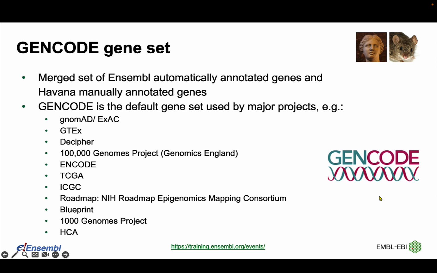We also have what we call the GenCode gene set. The GenCode project focuses on the Ensembl human and mouse gene sets, and it is the merged gene set of the Ensembl automatically annotated and the Havana manually annotated genes in human and mouse. It's also the default gene set used by many major projects like gnomAD, DECIPHER, 1000 Genomes Project, and so on.